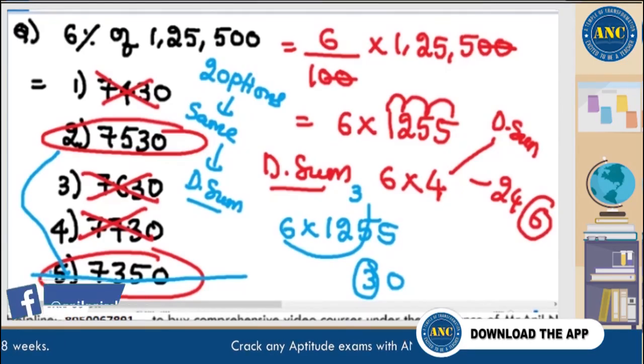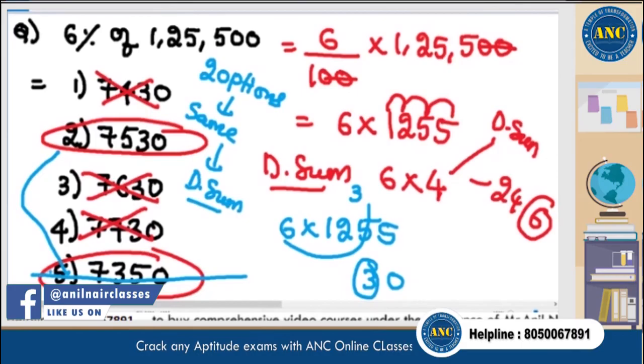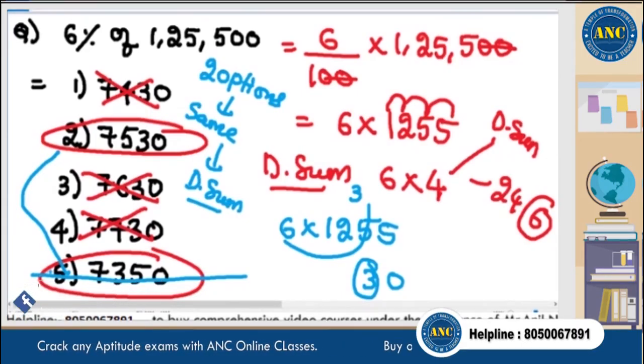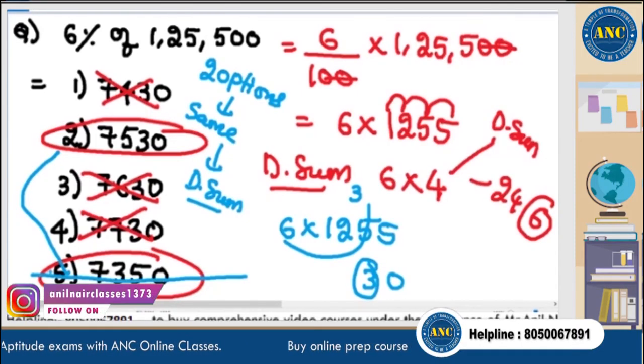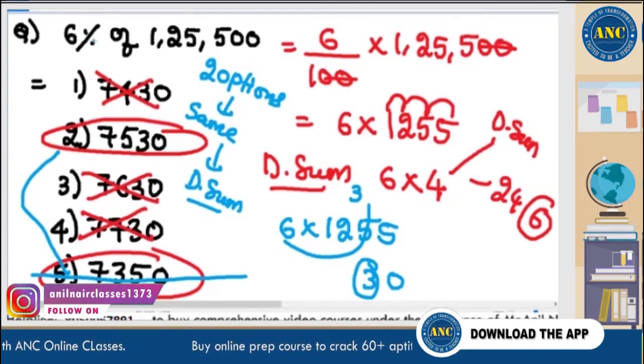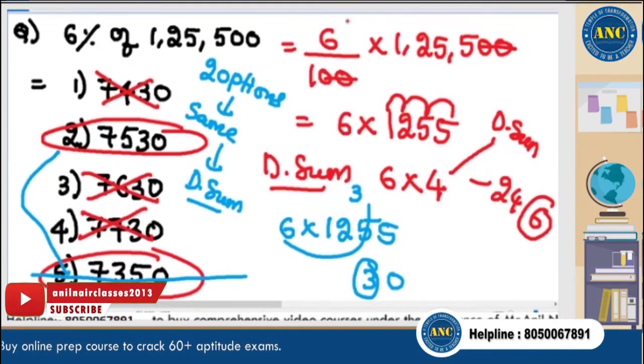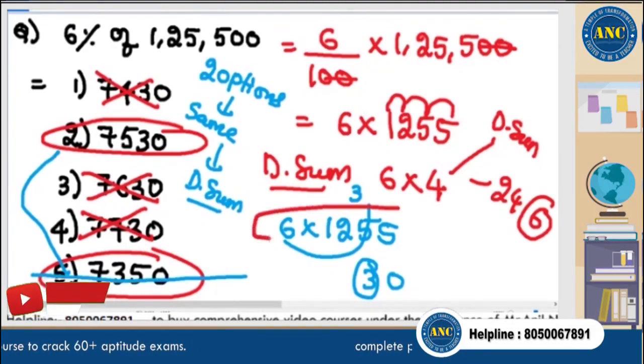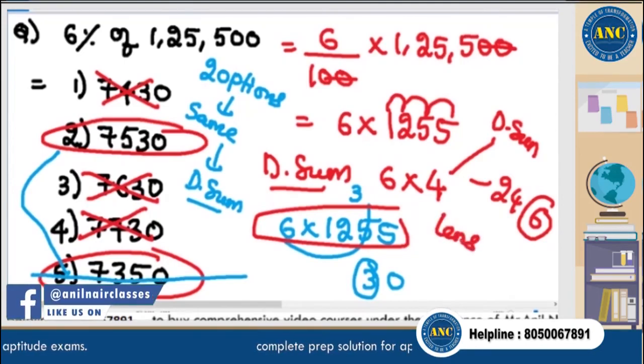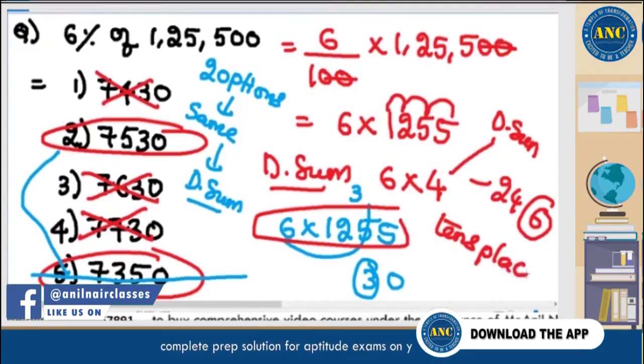7 5 3 0. 7 plus 5 12, 12 plus 3 15, 1 plus 5 6. 7 3 5 0, digital sum is 6. If more than one answer option has digital sum 6, for 6 into 1255, use tens place logic.